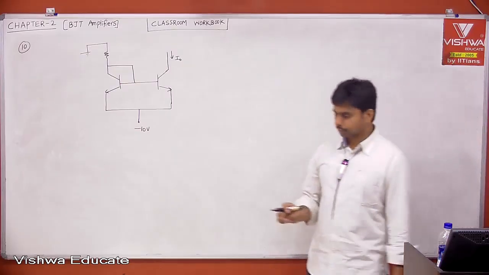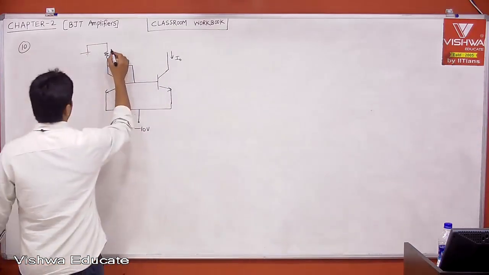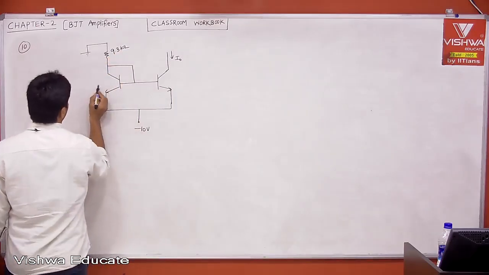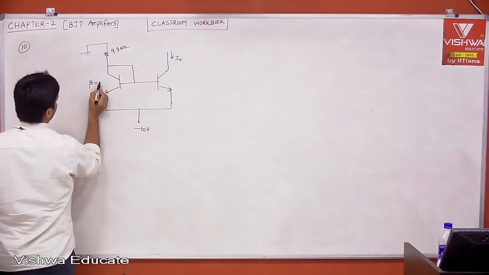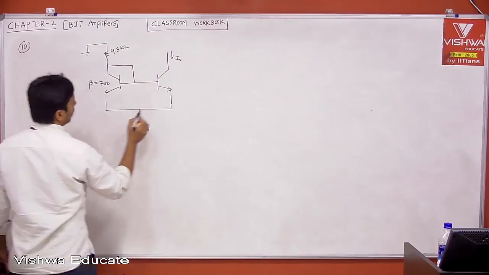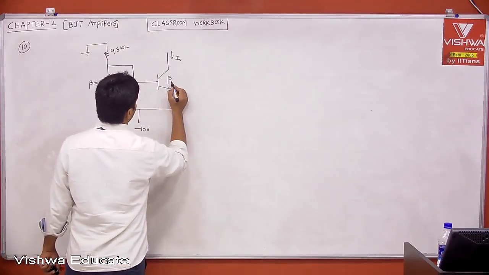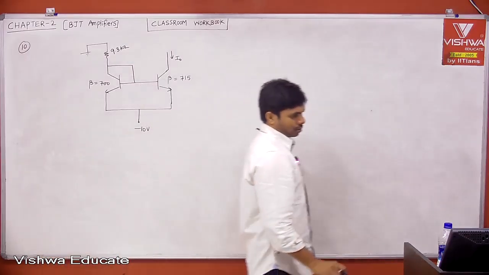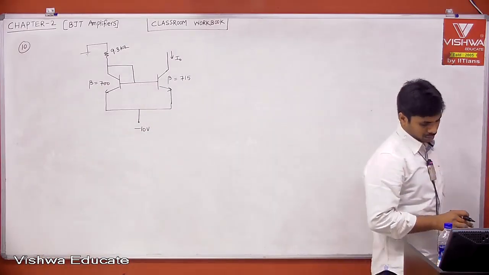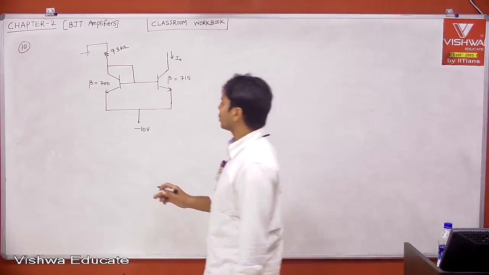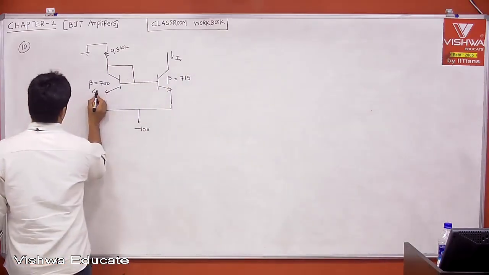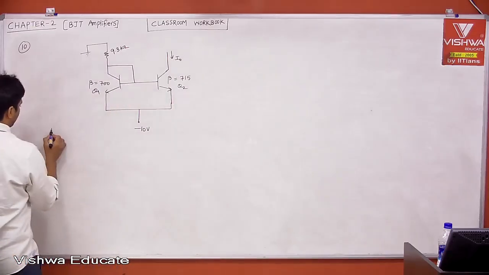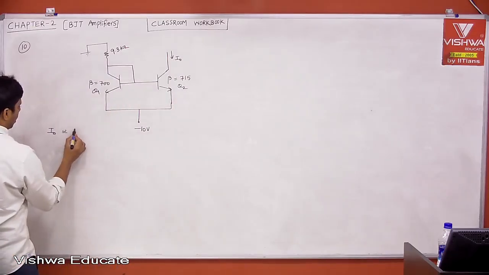9.3K. And beta is 700. Here beta is 715. This is transistor Q1 and this is transistor Q2, and it is asking for I0 approximately.